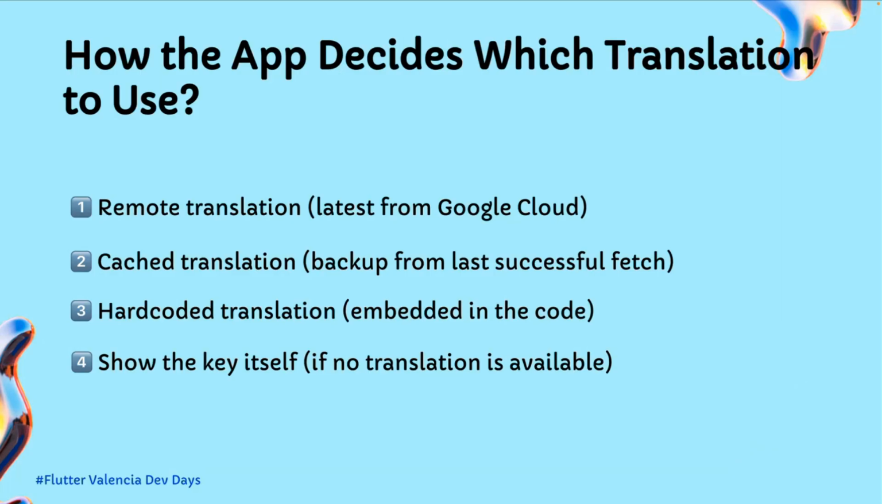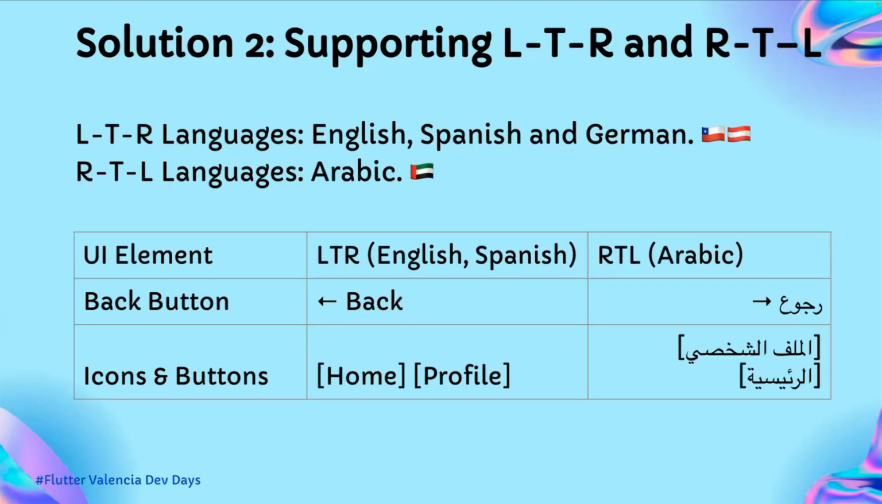So we had a lot of translations. How does the app decide which translations to use? At runtime, the app fetches the translations from the Google Cloud bucket, and once they are fetched, they are cached locally. If the remote translation fails, we use the cached translations that we just saved. And if this also fails, then we go back to the hard-coded translations. In the remote case that these three options also fail, then we show the key itself. This was supporting multiple languages.